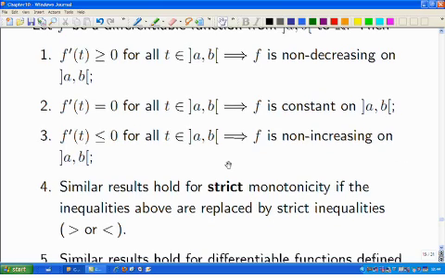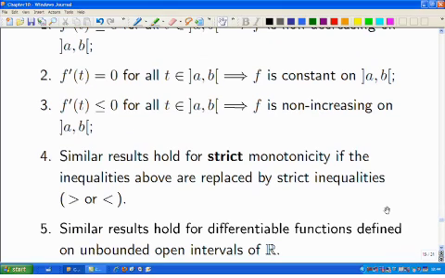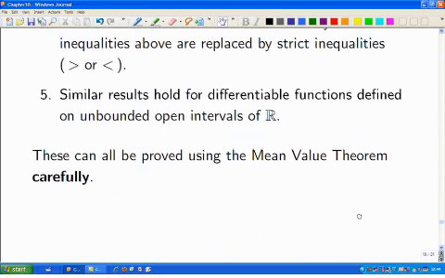So since we're not allowed to use integration, our only tool available is the mean value theorem, and that's what we'll use. And similar things for strictly monotone. If the derivative is strictly positive on an interval, then the function is strictly increasing there. So how do you prove this sort of thing with the mean value theorem?